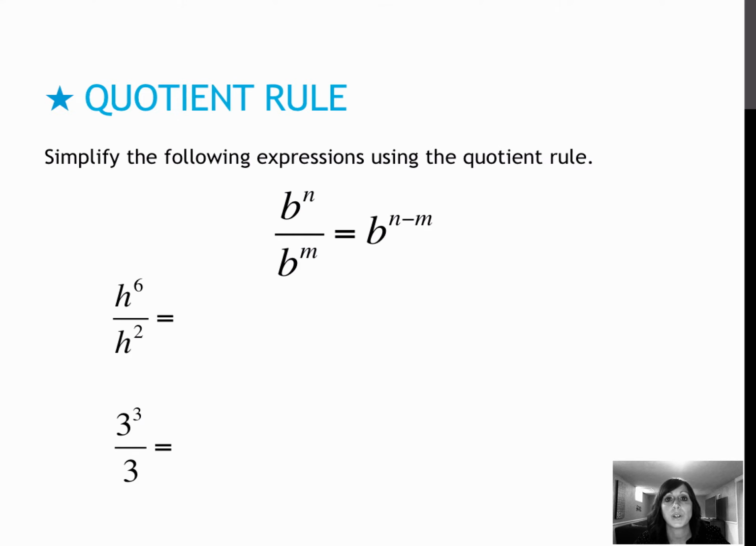Try these two on your own, then press play to see how you did. For the first one, 6 minus 2 is 4, so h to the fourth. And for my second one, 3 minus 1, remember put that invisible exponent on there, gives me 3 squared, and 3 squared is also 9.